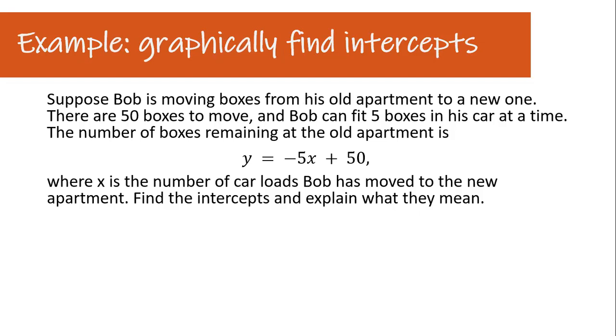Our example has Bob moving boxes from his old apartment to a new apartment. He has 50 boxes sitting in his living room ready to move, and he can only fit 5 boxes in his car at a time. The number of boxes remaining at his old apartment is y equals -5x plus 50, where x is the number of carloads Bob has moved. And now we want to find the intercepts and talk about what they actually mean in terms of Bob's situation.